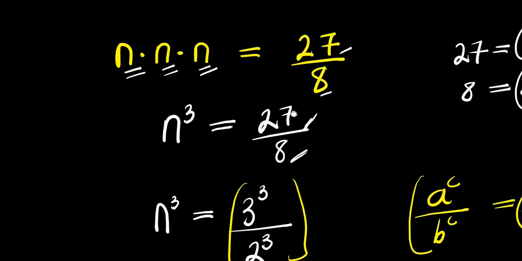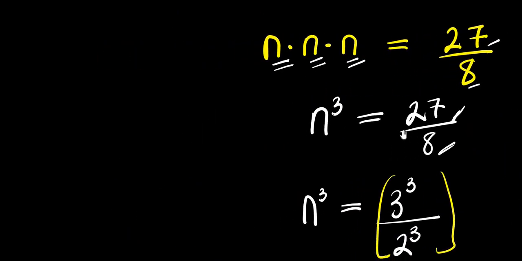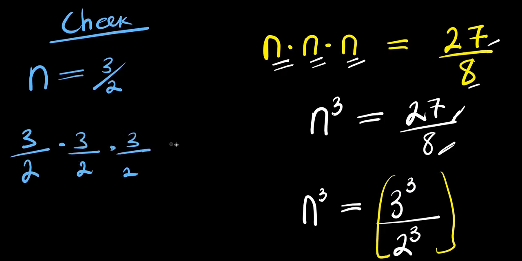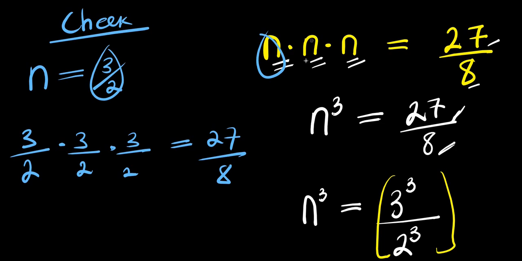So the next thing we can do will be to insert 3 over 2 for n here. So I have check, n equals 3 over 2. So let's insert it here. We have 3 over 2 times 3 over 2 times 3 over 2 equals 27 divided by 8. We are just replacing this n with 3 over 2. Replacing this with 3 over 2. And replacing this with 3 over 2.